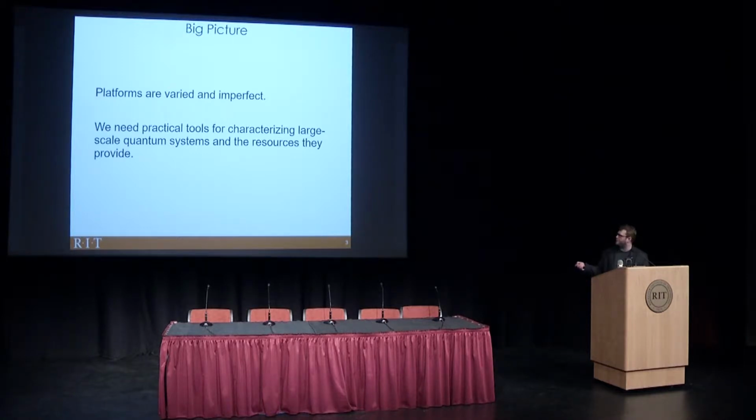So platforms are varied and imperfect, right? None of our implementations are perfect, so we might need 20 imperfect qubits to realize one logical qubit or something like that. And yes, we need these practical tools. And you saw that in the last talk as well.